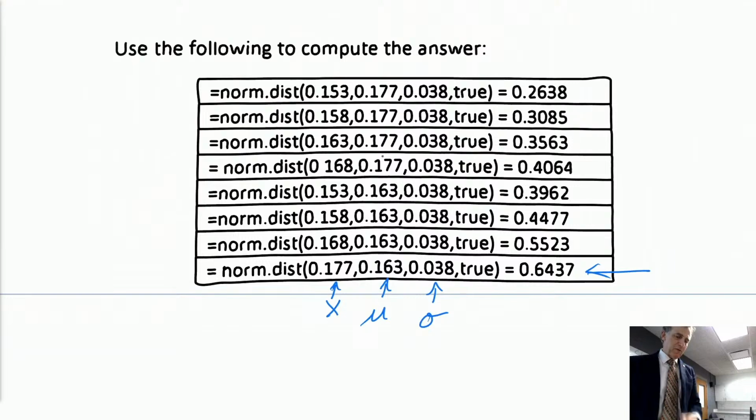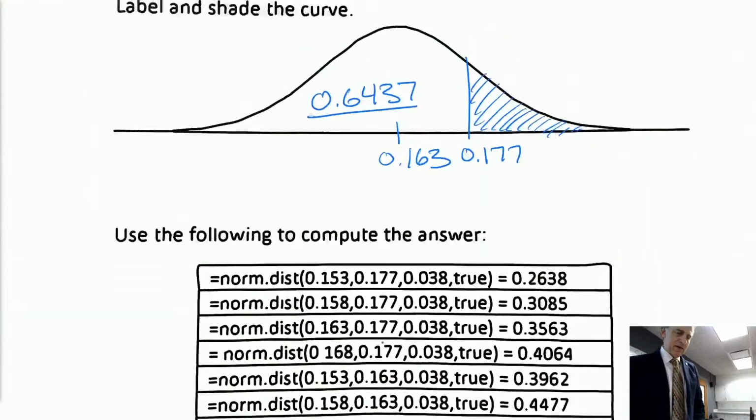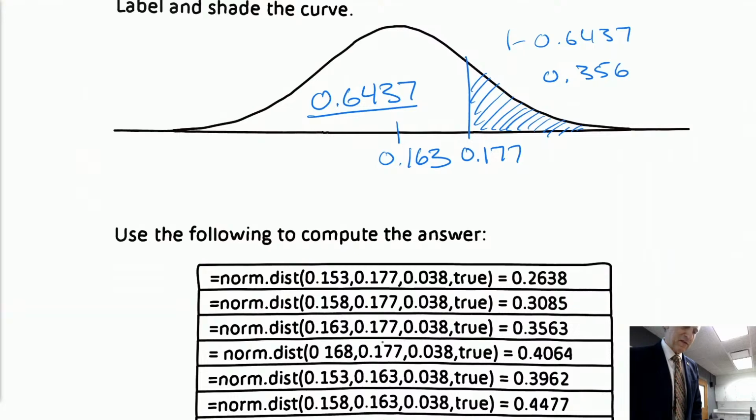But 0.6437 is not the right answer. That's the number that goes over here, 0.6437. That's the portion of the distribution that's to the left. To get the stuff to the right, just do 1 minus that, and you get 0.3563. So hopefully you got 3563 as your answer.